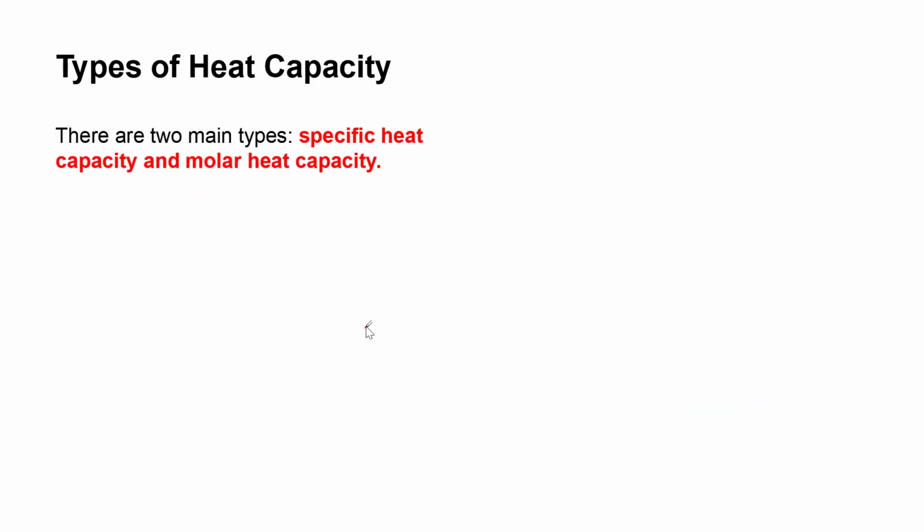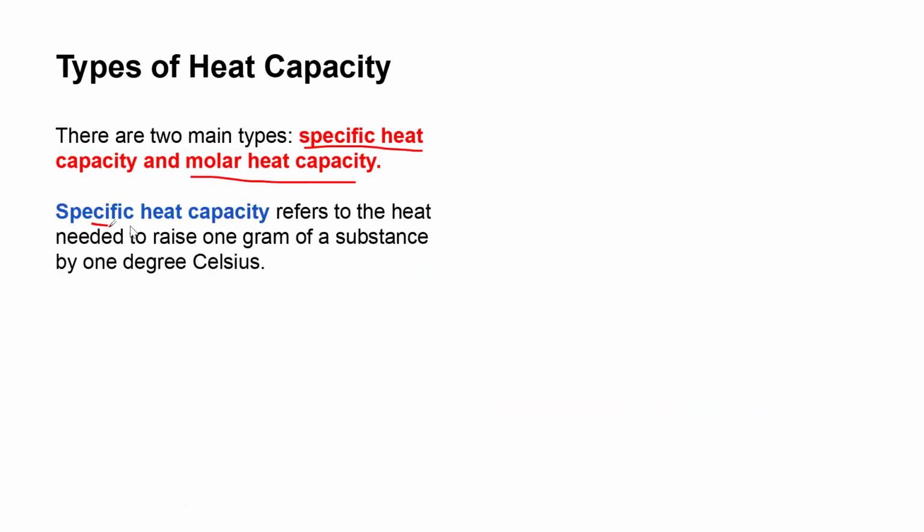Then, of course, as I explained, we have different types of heat capacity: specific heat capacity and molar heat capacity. These are the two types of heat capacity. When we say specific heat capacity, it refers to the heat needed to raise 1 gram of a substance by 1°C. In the case of specific heat capacity, we are talking about 1 gram of a substance. Let's say we have a substance here, and this substance has a mass of 1 gram.